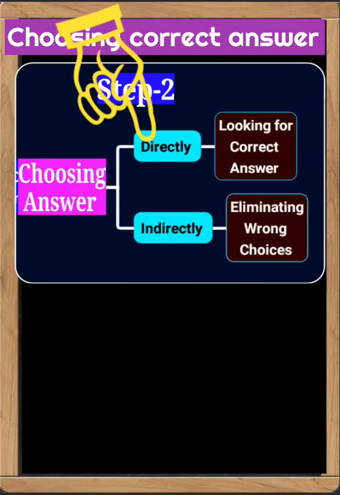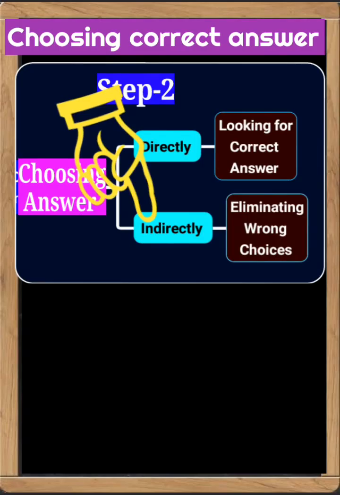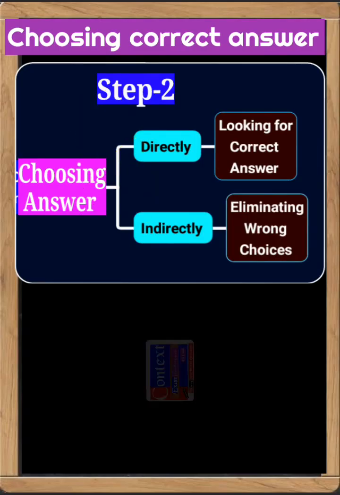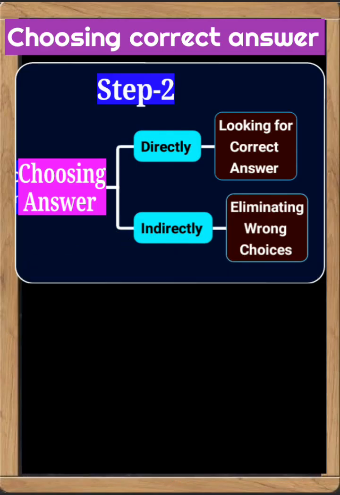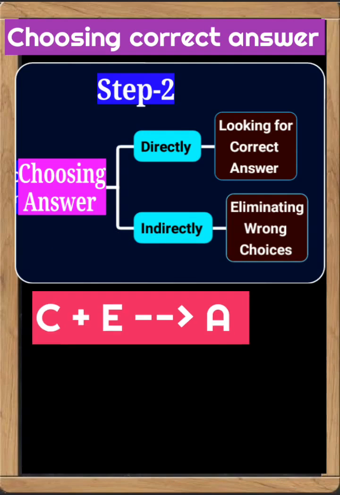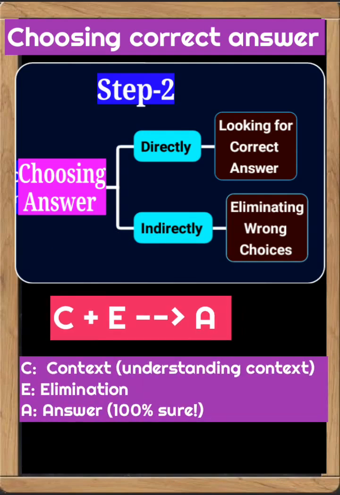After that, the second step is choosing the correct answer directly or indirectly. That means, based on the given context, look for the correct answer directly, or you can answer indirectly by eliminating all wrong choices, or the choices that do not go with the given context. In this way, you can get the correct answer upon which you can be 100% sure.